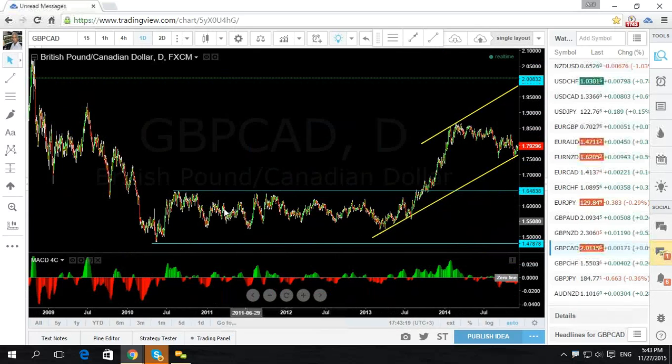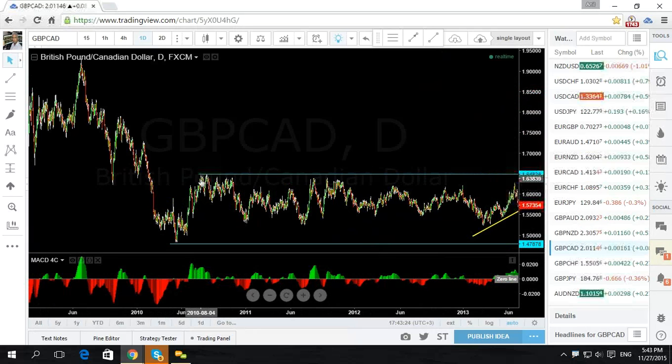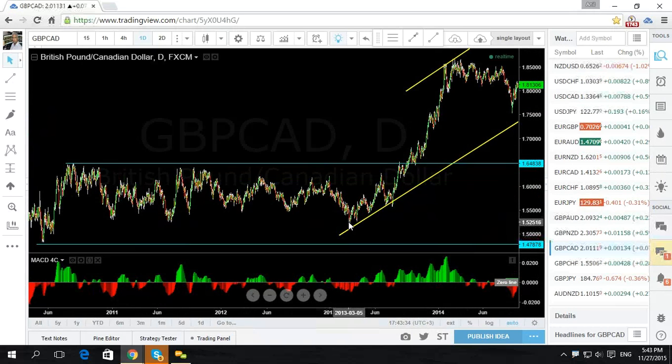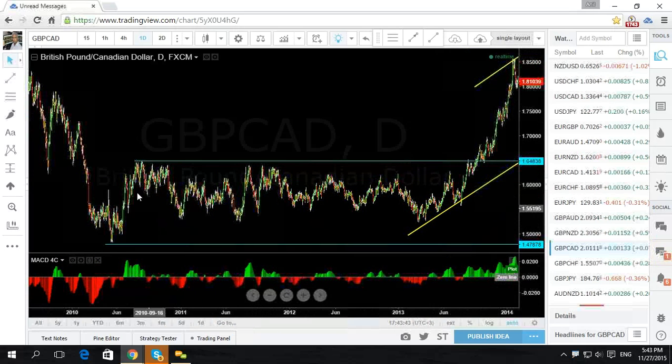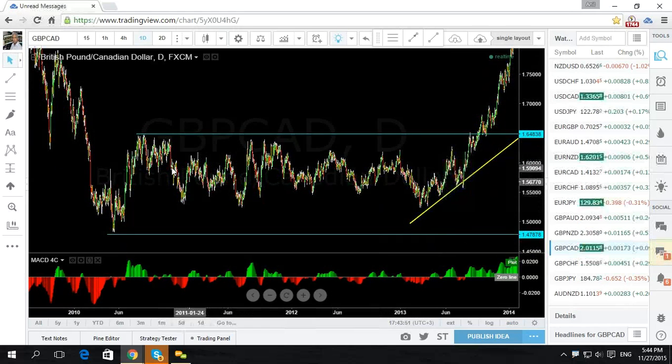So this corrective structure took from whatever this date was. Let's see, what was that date? 2010, August, somewhere there, so let's say from August 2010 to March 2013. Quite a lot of time before it eventually gave you that impulse. You want to tell me which advanced pattern would have worked in here? None. Absolutely none. And the reason is they're not taking into consideration that the correction could become very complex.